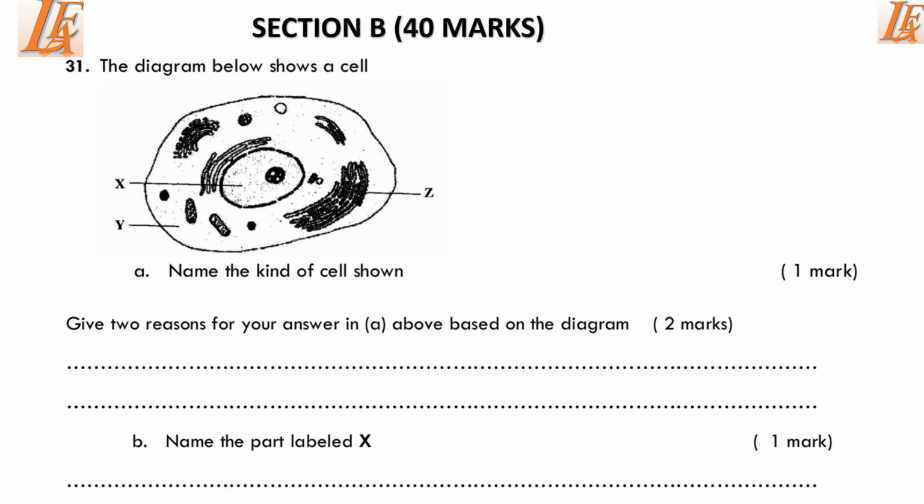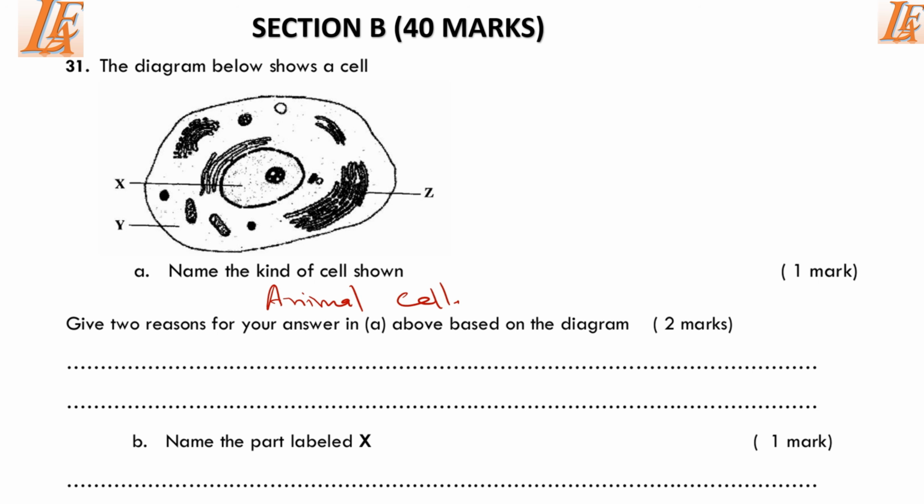Now let's move to section B, question 31. The diagram below shows a cell. So in this case, you can see this cell labeled X, Y, and Z. Then the first question A, name the kind of cells shown. So based on this diagram, this is an animal cell.